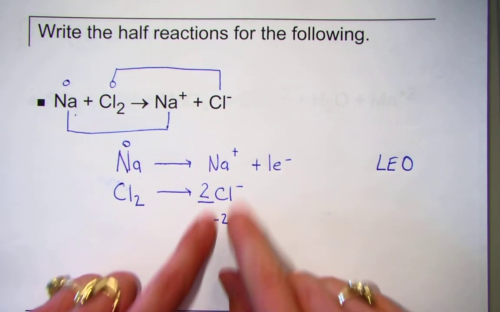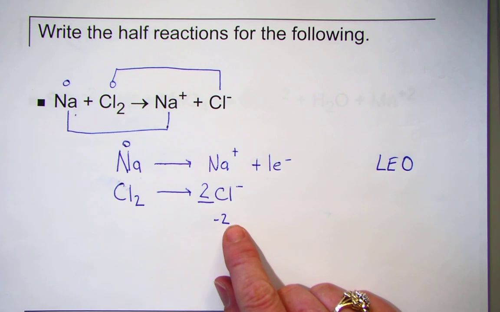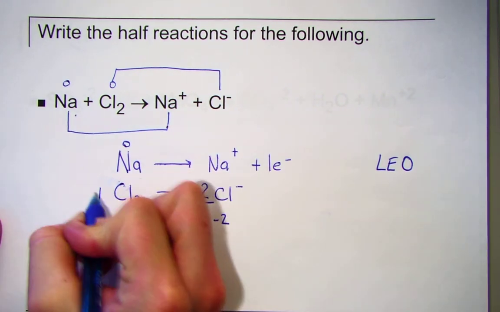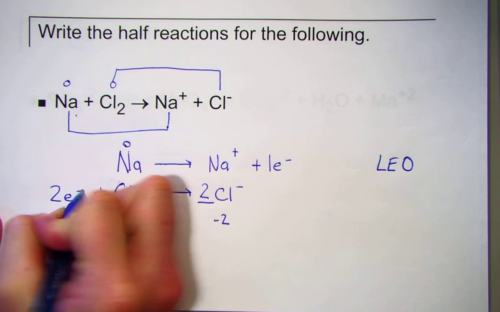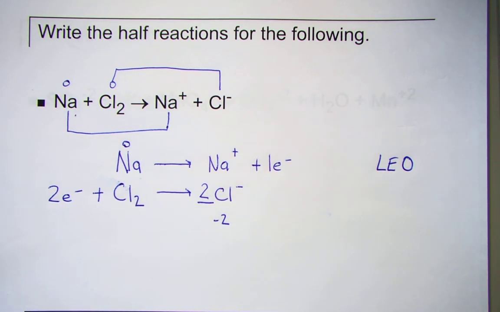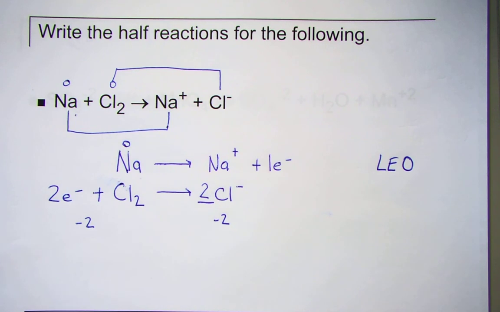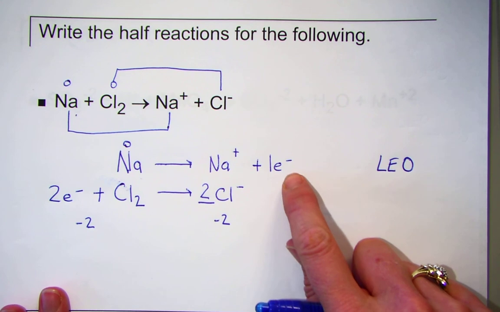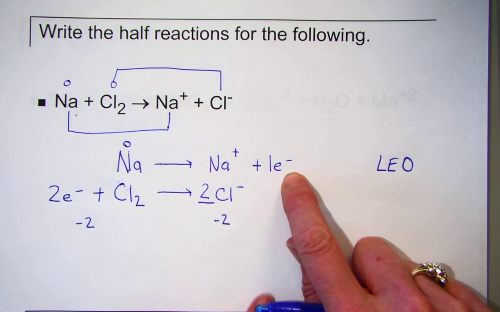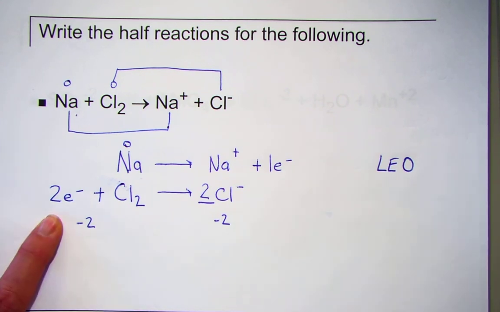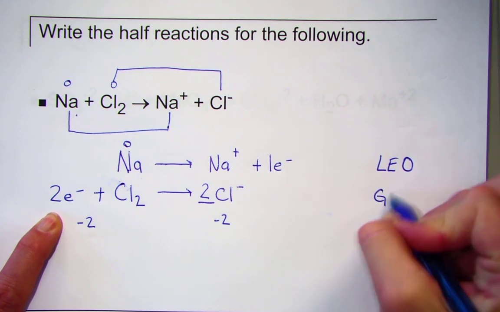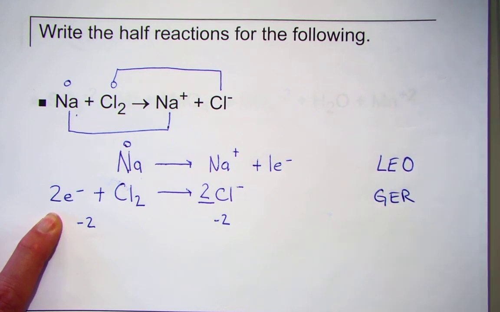So if this side is a -2, to make them both the same charge, I'm going to add 2 electrons to the left-hand side. 2 electrons on this side make both the same net charge of a -2. And I could see that if the first half reaction lost electrons, the second half reaction has to gain, because wherever there's a Leo, there's got to be a Gur.